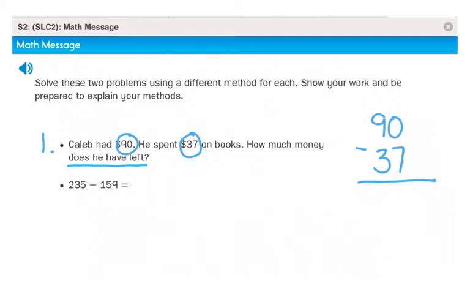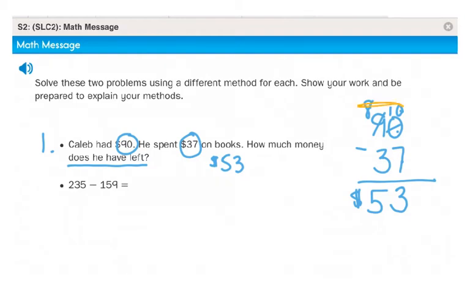Well, you cannot subtract $7 from 0. So we're going to take one of those $10 bills. Instead of having 9, we'll have 8, and we're going to convert it basically into 10 $1 bills. We're going to write that there. So 8 $10 bills and 10 $1 bills is the same as 90. Now I can go ahead and subtract. 10 minus 7, doing this on your whiteboard with me, is 3. 8 minus 3 is 5. He should receive $53 in change, or that's how much money he would have left.